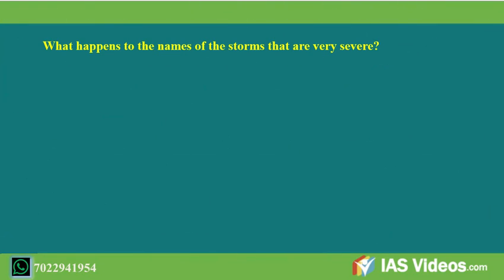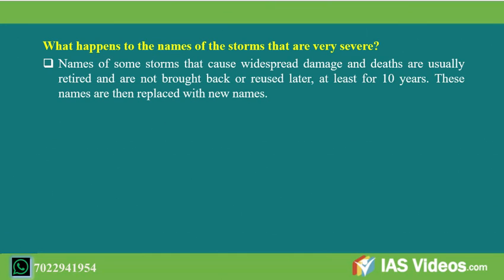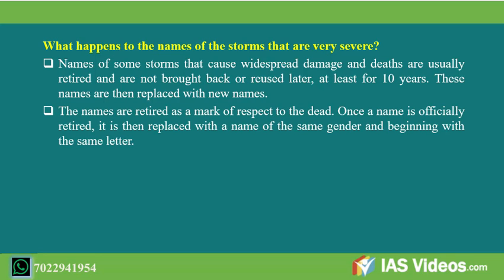What happens to the names of the storms that were very severe? Names of the storms that cause widespread damage and deaths are usually retired and are not brought back or reused later, at least for 10 years. These names are then replaced with the new names. The names are retired as a mark of respect to the dead.